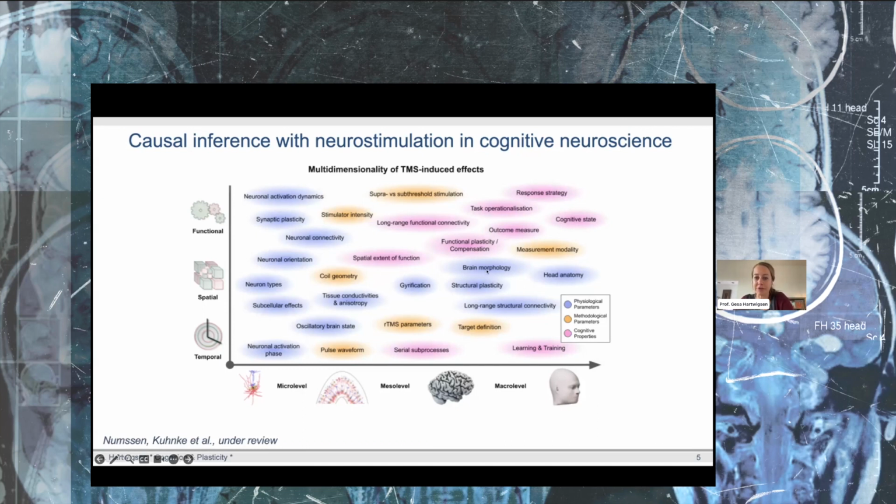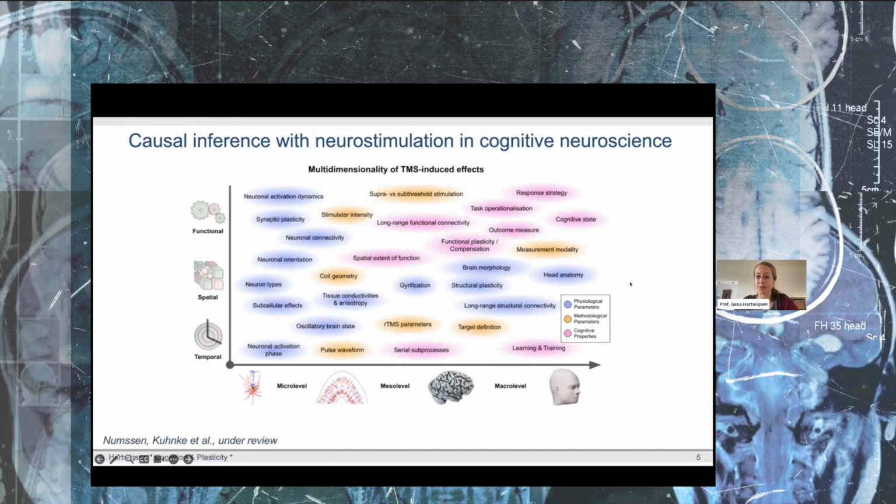The individual brain morphology or the head anatomy will strongly influence how my neurostimulation protocol works, and this applies to all neurostimulation protocols for non-invasive brain stimulation, TMS, tDCS, tACS, also for focused ultrasound stimulation. So the individual head anatomy and brain morphology will interact with my effect and will also define how strong my effect may be at the site of stimulation. The same holds true for things like the oscillatory brain state, if I'm in the rest state, if I'm during a task. And some of these factors are controllable, but others are unknown and often simply ignored.